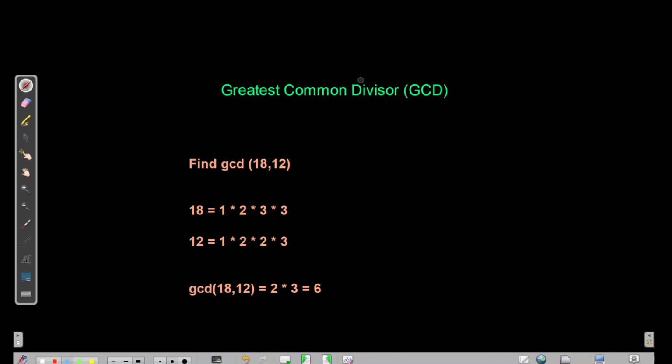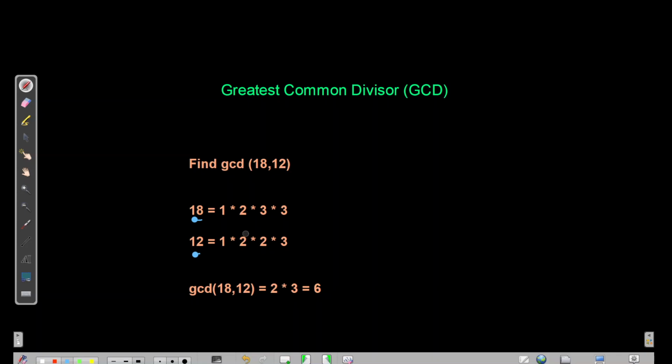Let us find the GCD of two numbers. We have taken the example of 18 and 12. Just recall what we did in our school times. We write the factors. 18 can be decomposed into 1 into 2 into 3, using the prime factorization method, factoring using prime numbers. And 12 can be written as 4 into 3, that is 1 into 2 into 2 into 3.